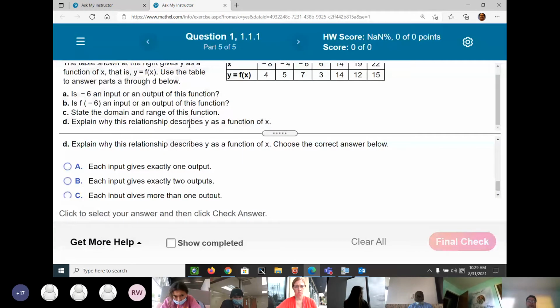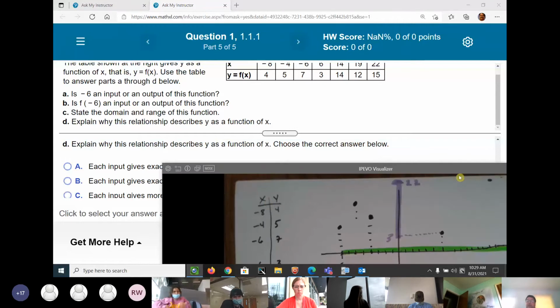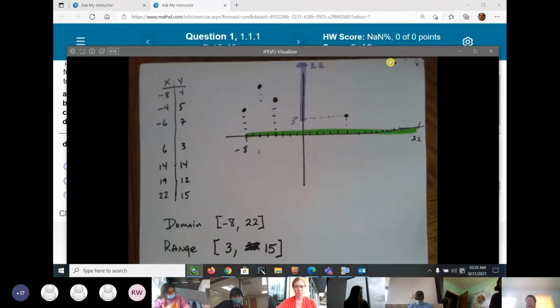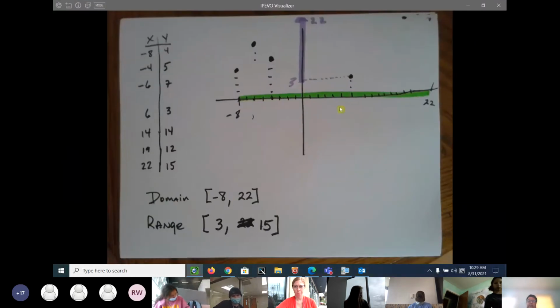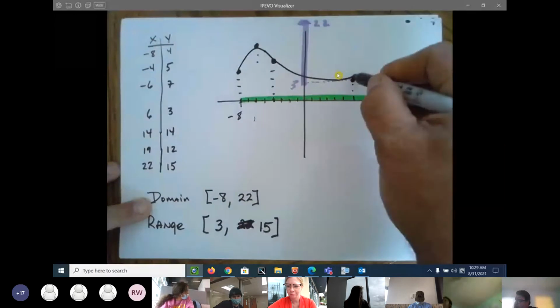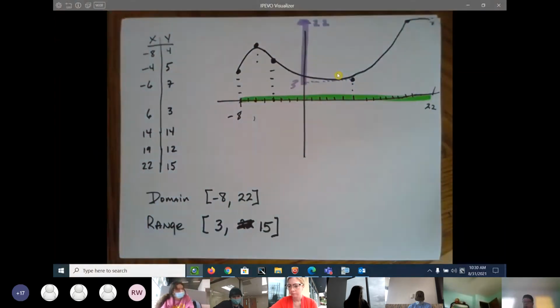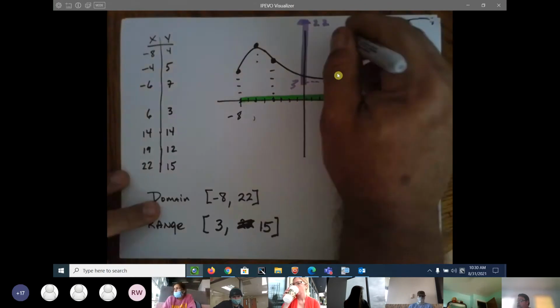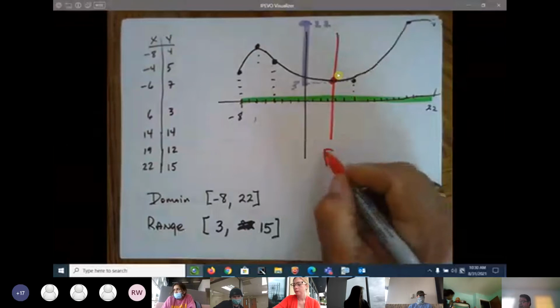D, explain why this relationship describes y as a function of x. Well, I'm going to show you. As I may have told you before, how do you test a graph of a function? How do you test it when you've got a graph? The vertical line test. I'm going to put these dots together and draw a vertical line through it. It crosses one time, so it is a function.